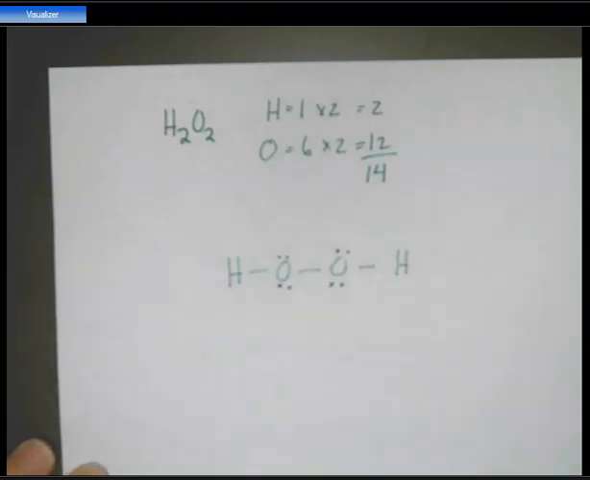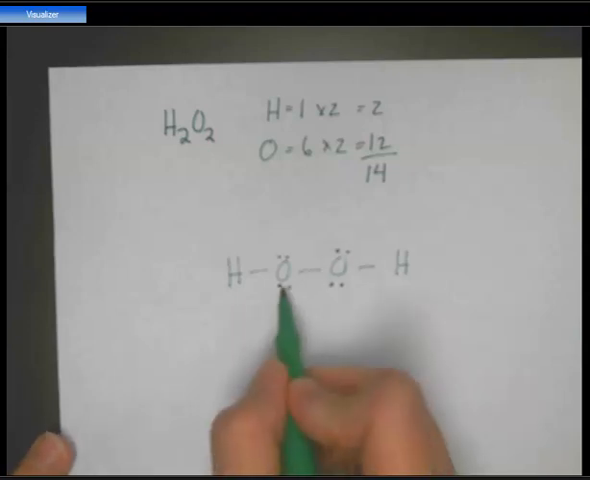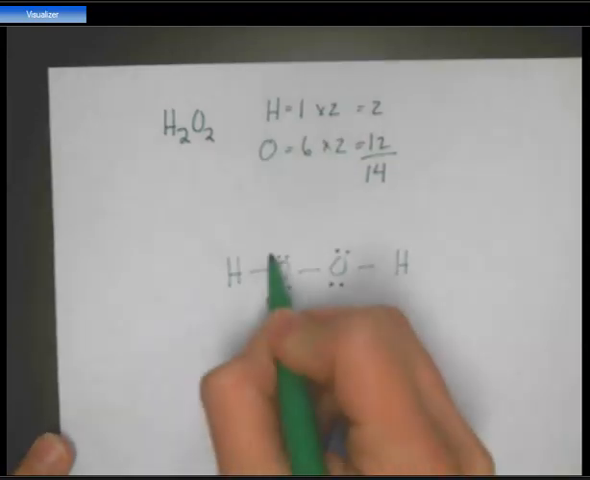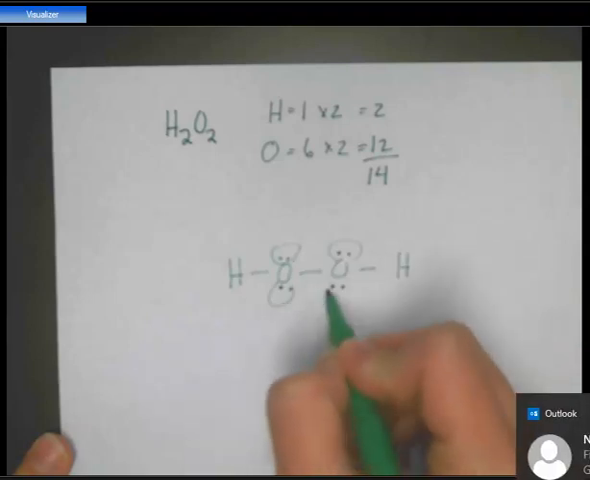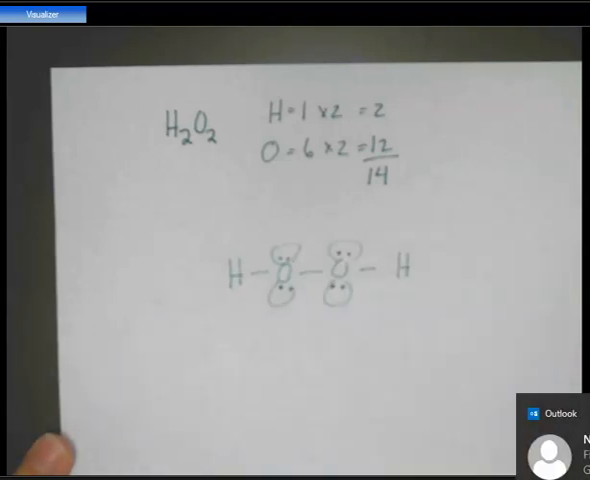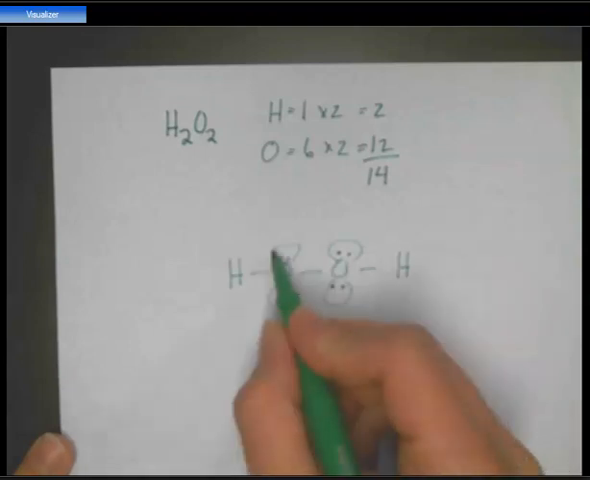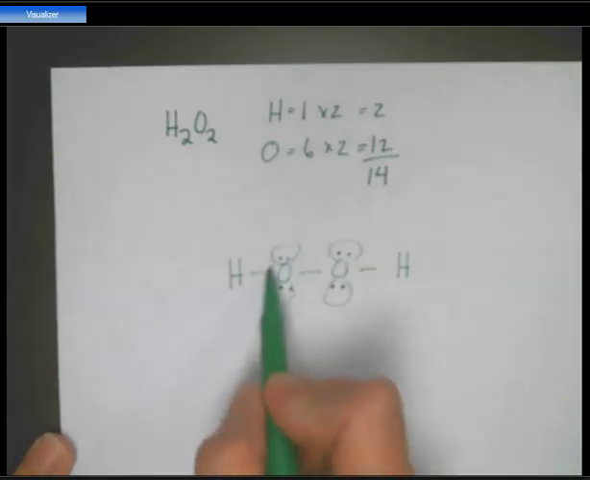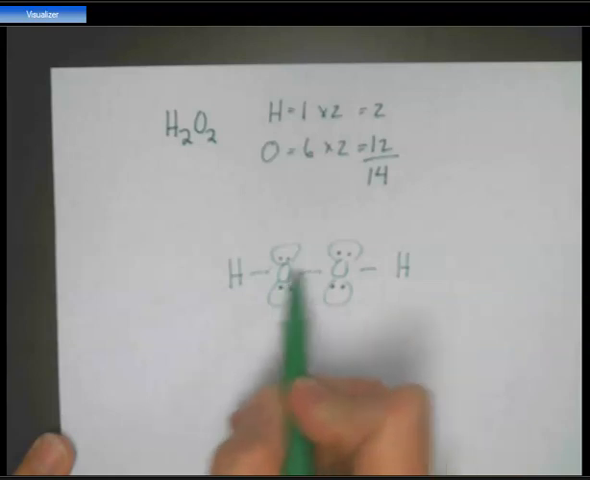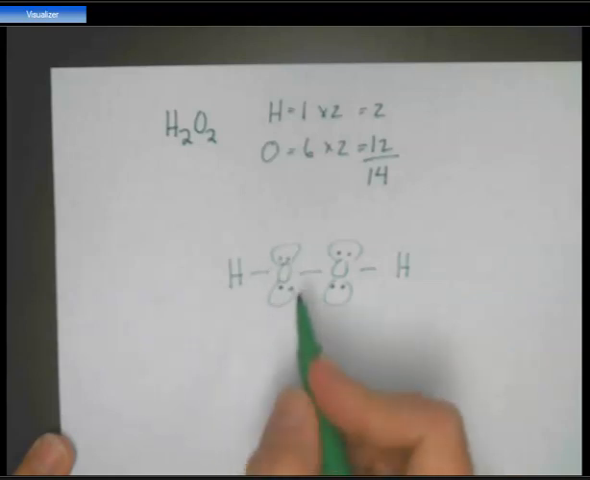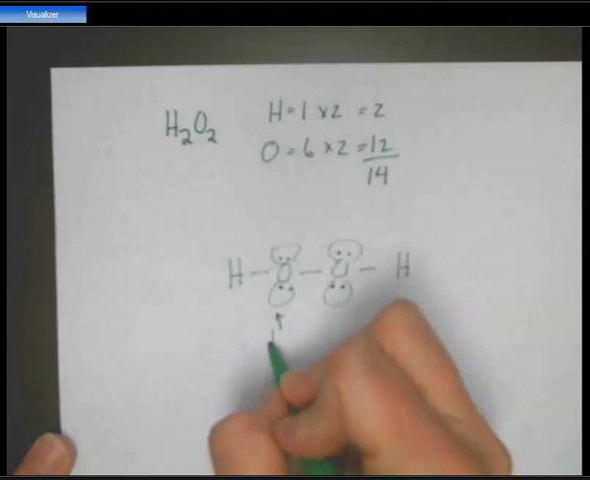Okay, so now what does this look like in 3 dimensions? I've drawn it in a line, but this isn't actually a linear molecule. Okay, because there are lone pairs on each of these oxygens, those are electron groups that take up space. Okay, and so what you'll end up with, if we look at the geometry of just one oxygen, each one has 4 electron groups, so each of these will be tetrahedral.